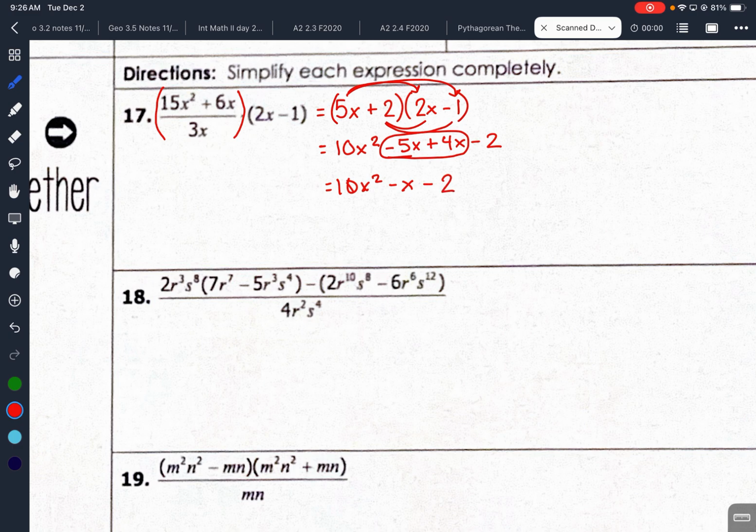So was the problem harder? No. Did I have to do more steps? Yes.